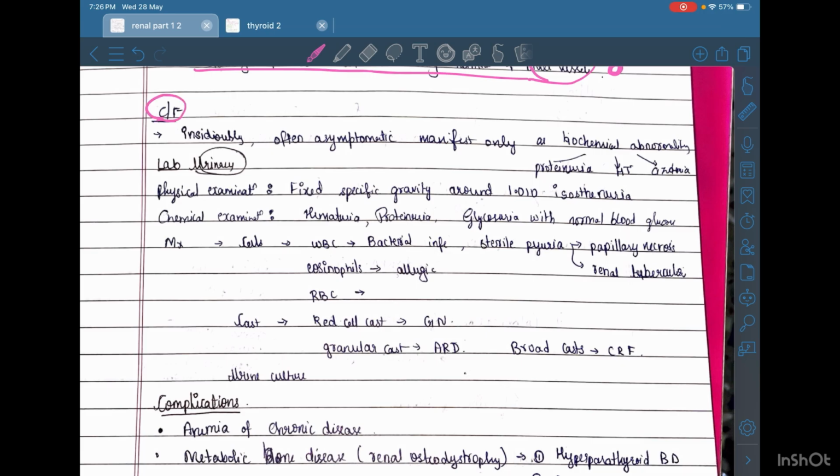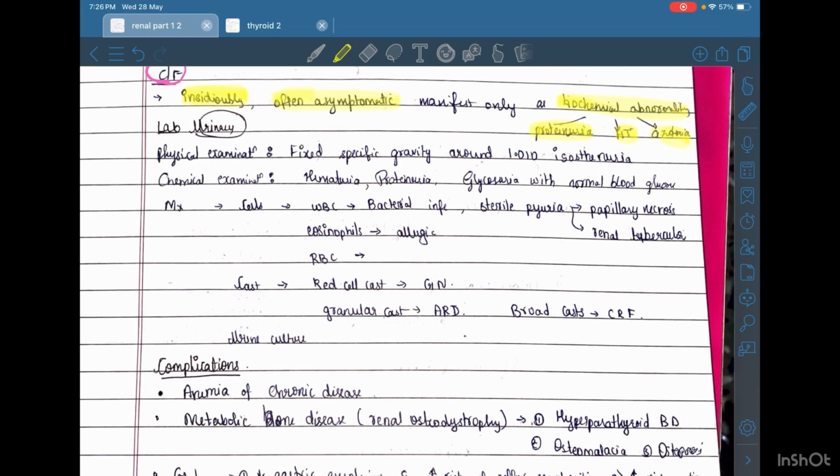Clinical features: it is insidious in onset and often asymptomatic. It manifests only as biochemical abnormalities like proteinuria, hypertension and azotemia. It is a slowly progressive disease. Initially most of them are asymptomatic and they don't know, but it is frequently suspected when they have proteinuria, hypertension or azotemia during their routine medical examination.